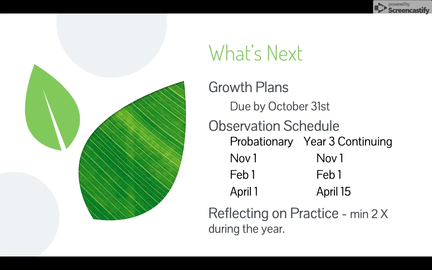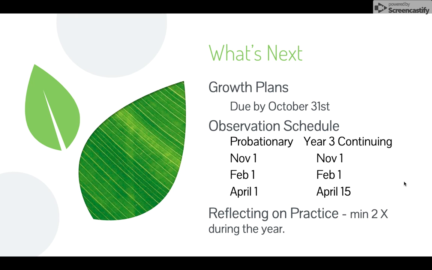So what's next? Growth plans need to be done by October 31st. In future years, we'll try to get those done sooner. The observation schedule, just to remind you here, for anyone who's a probationary status, year 1, 2, or 3 in our district: November 1st, February 1st, April 1st. Year 3 continuing contract teachers, these are your dates: November 1st, February 1st, and April 15th.